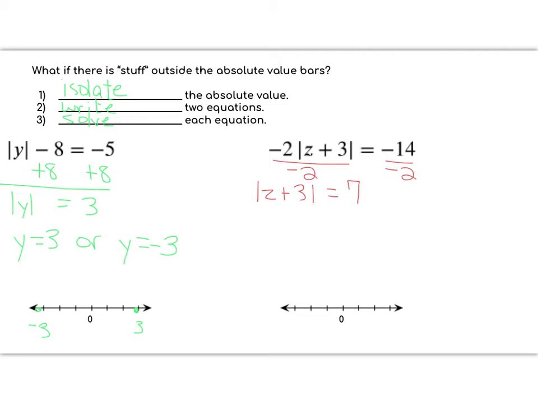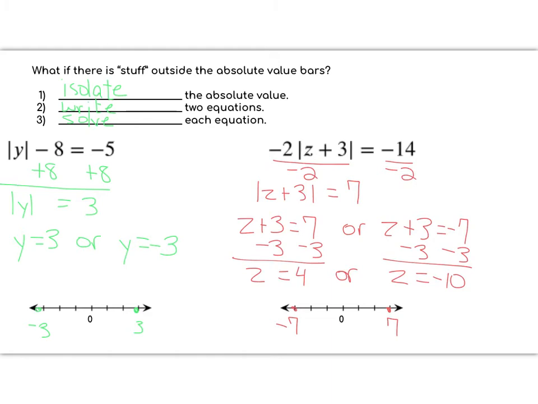Now I'm ready to write my two equations, right? What two numbers have an absolute value of 7? 7 and negative 7. So this is where I'm going to write two equations. I'm going to say that z plus 3 can be 7 or z plus 3 can be negative 7. Now we're going to solve each equation. You solve them. Tell me what your two solutions are. My two solutions are 4 or negative 10. If I plug either one of those back into the equation, they will make the equation true.